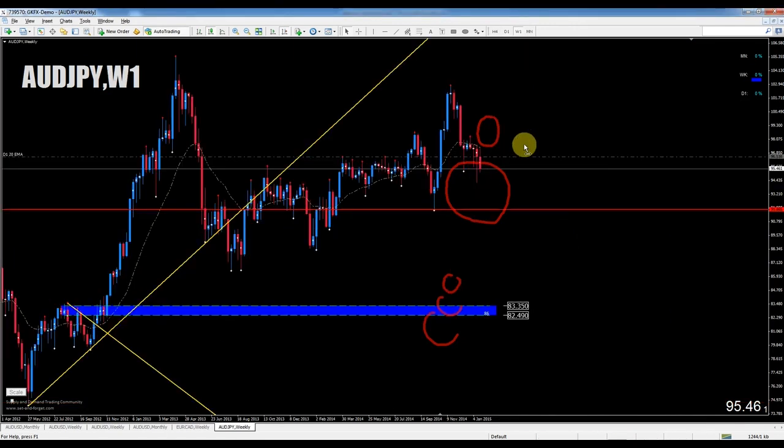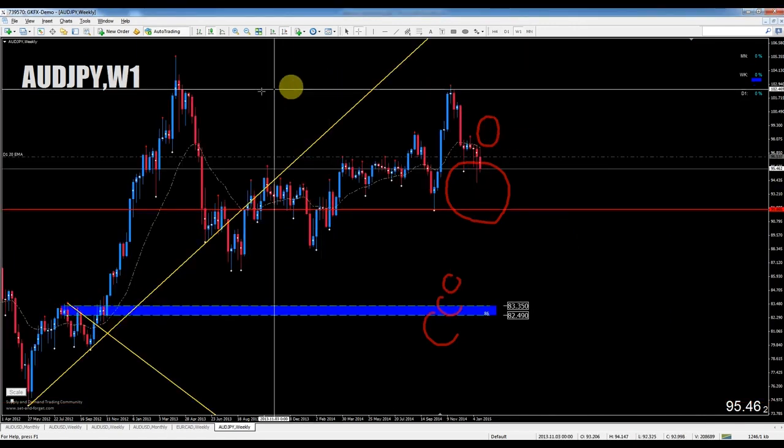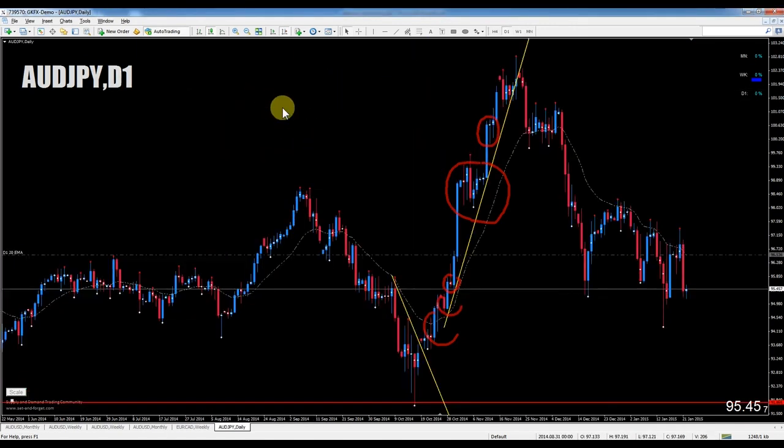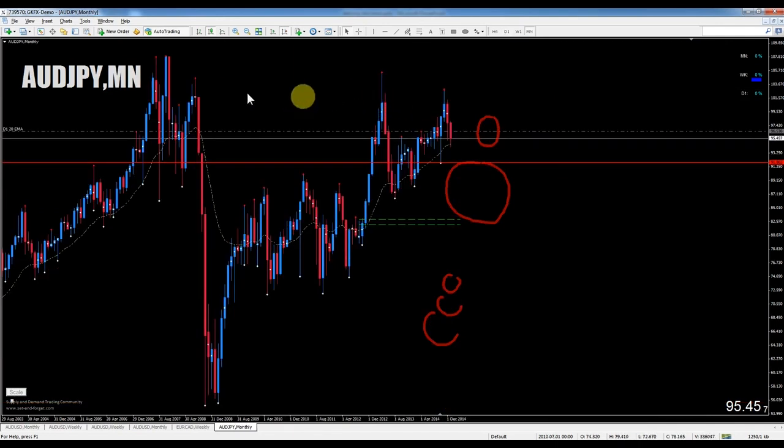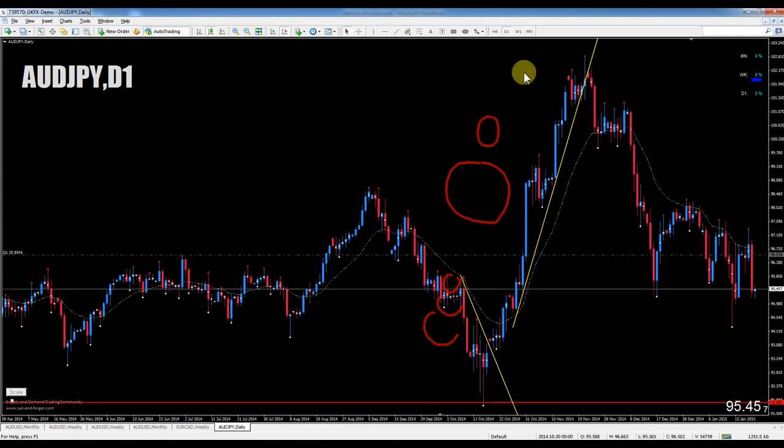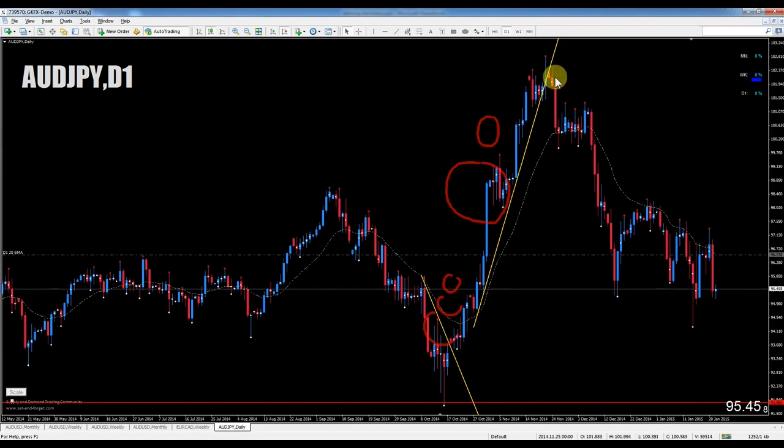Let me take a look at the weekly. There it is. And on the monthly, yes, supply. So once we hit a high time frame area of supply, we expect that CPs on lower time frames are taken out. Okay? I will edit that lesson as well.